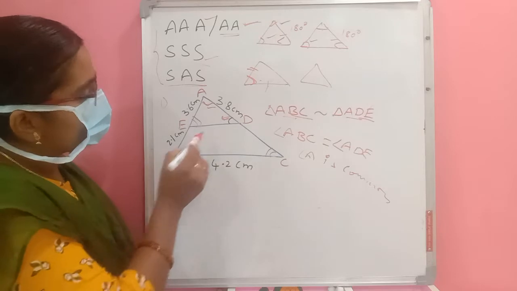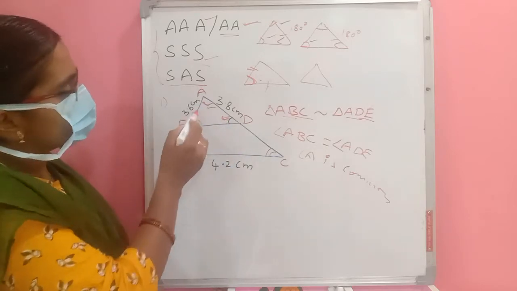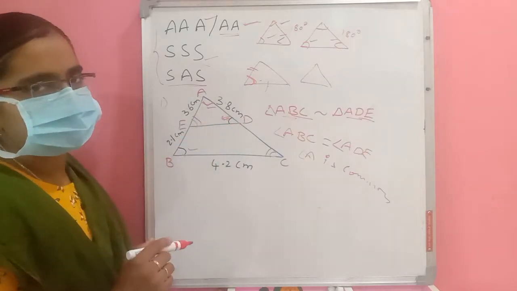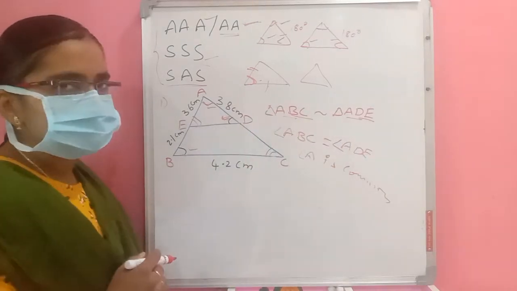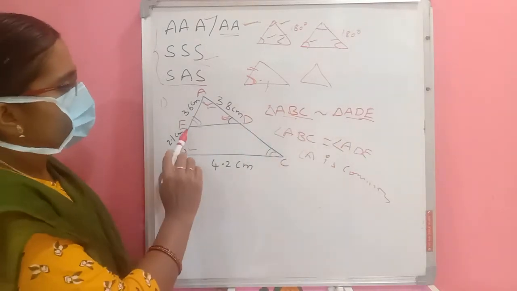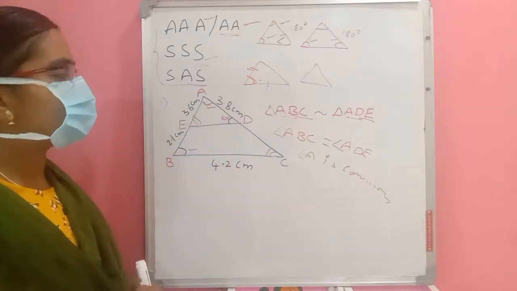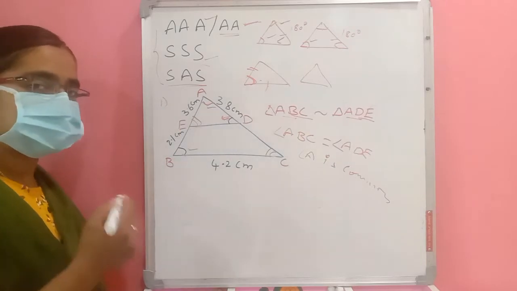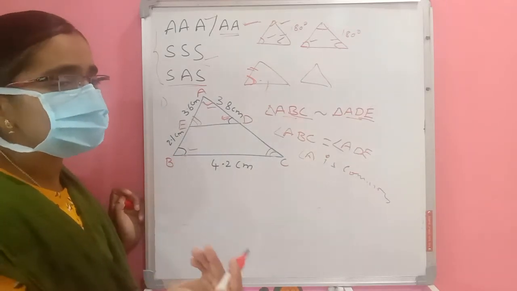Why? Because this angle and this angle are equal. So, this is AB and this is AD. These two are corresponding sides. So, these two triangles are similar. Then we have to find DE. What is the length of DE, that we have to find out here. So, when these two triangles are similar, then we know their corresponding sides' ratios are equal.